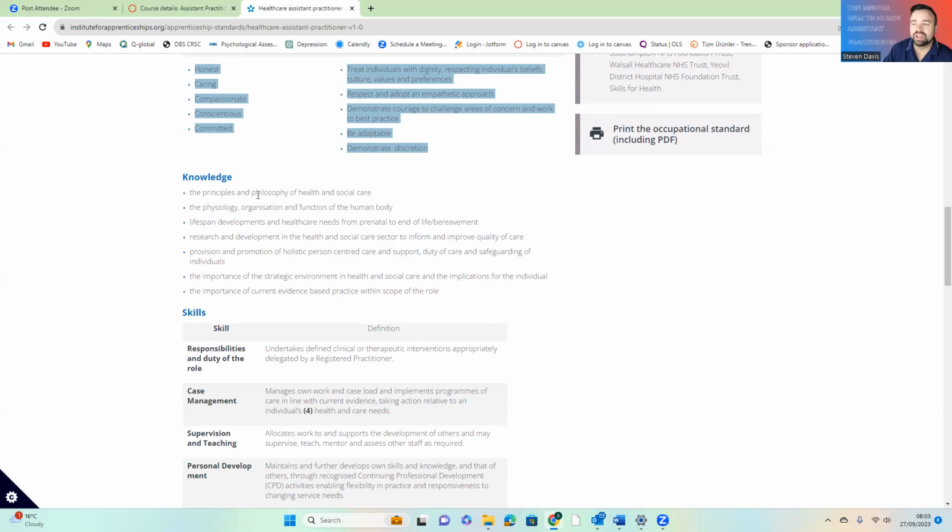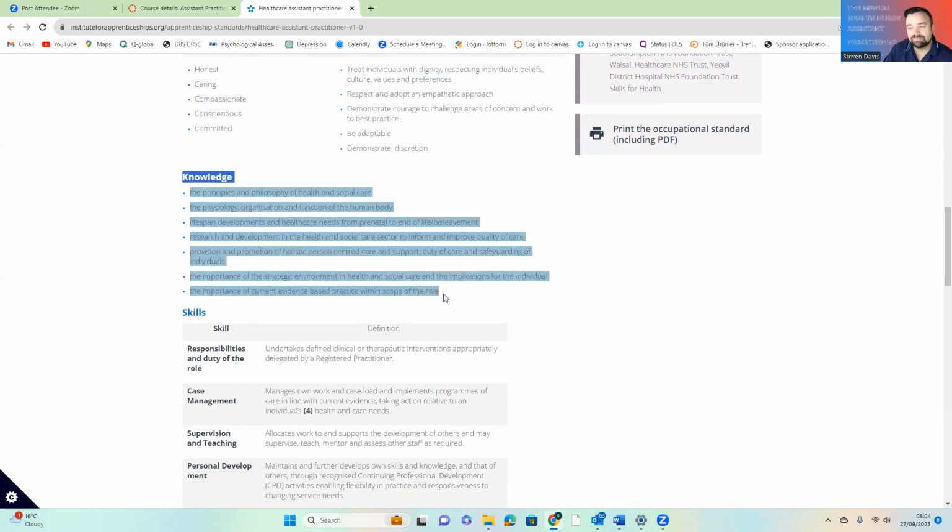But here, understand principles and philosophies of healthcare. So that's unit 1. Understand the functions of the human body. So that's your anatomy and physiology. Understand lifespan development. So again, that's in there as a unit. You've got your research, which is APH 20. Providing holistic person-centered care. Can't remember the numbers off the top of my head, but that's there. Working within a strategic environment and evidence-based practice.